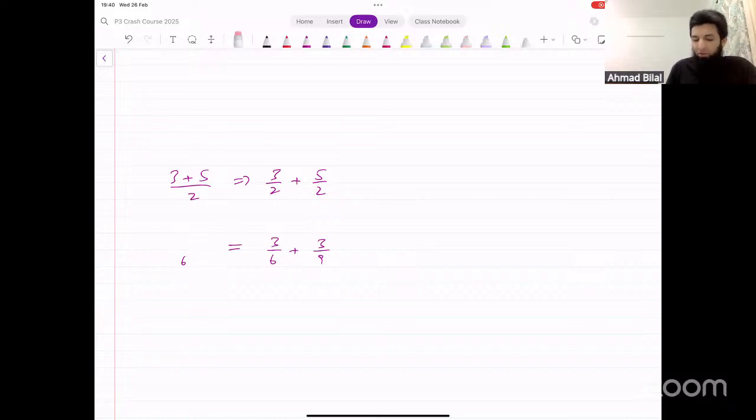Or let me use a more obvious example. Let's say we have 2 over 1 plus 1. If I have this, you can't say it's the same thing as 2 over 1 plus 2 over 1, right? That's clearly wrong. You cannot split the denominators like that. You can only split the numerator. Okay.